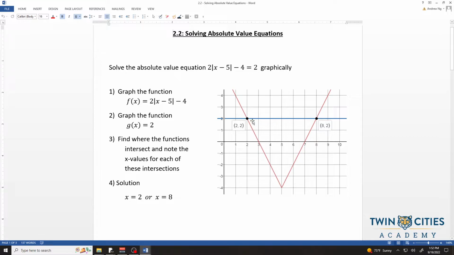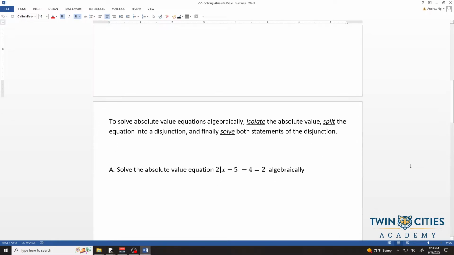And so they intersect at the points (2, 2) and (8, 2). And where these intersections take place, these x values are the solution to your problem. So in this case, solving 2 times the absolute value of x minus 5 minus 4 equals 2, this is x equals 2 or x equals 8, as found from these points here, (2, 2) and (8, 2). So not much more to go off of there.